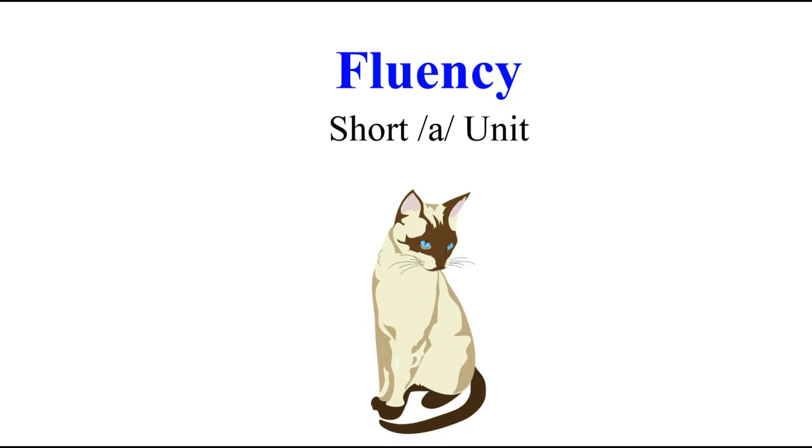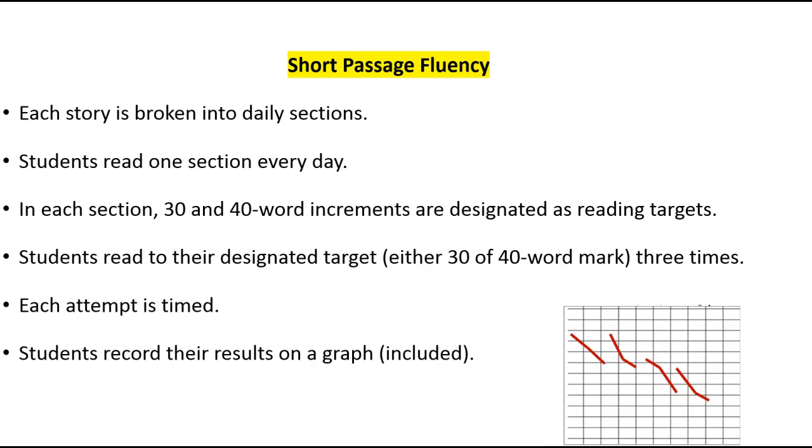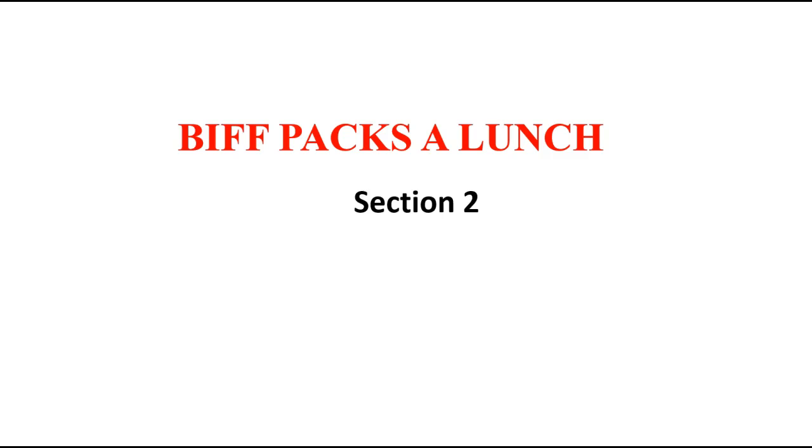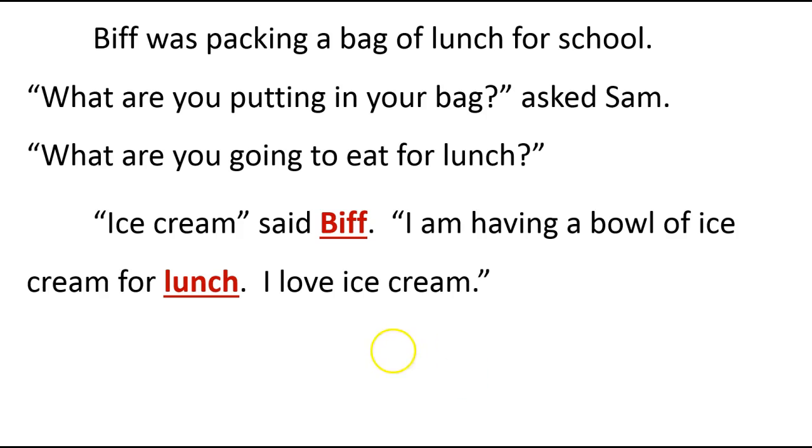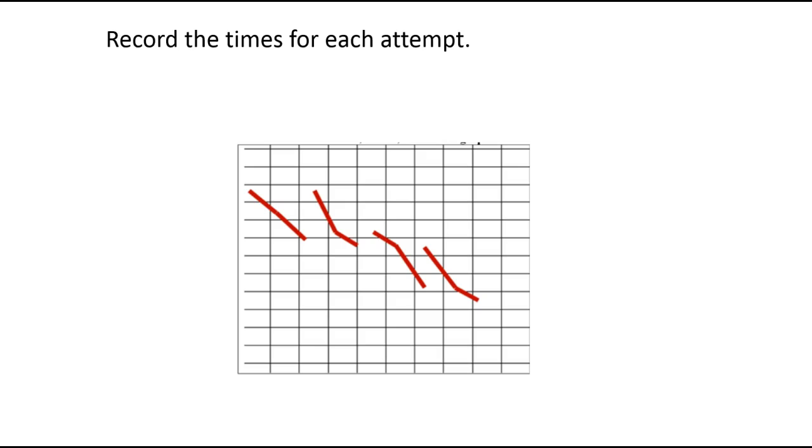And if you're interested in fluency, this is what I do. I use short passage fluency where I have a silly sentence. They have to read to either a 30 or a 40 word mark. We have higher levels of this. They do it 3 times. I like this because it develops self-efficacy. They can see themselves getting better. You can do this in pairs if you're using small groups or a large group setting. And then they record their 3 times and they can actually see their times getting better.